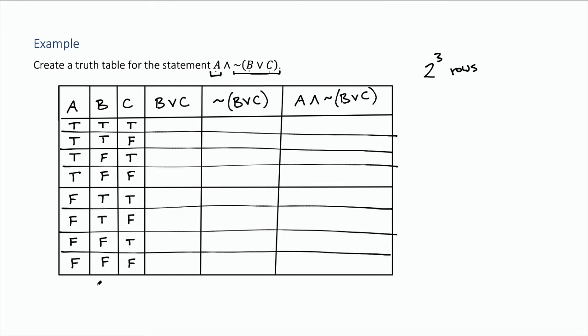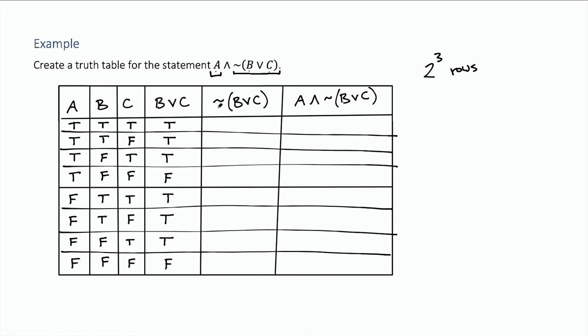Okay, so now we're ready to look at these combined statements. So here we've got B or C. So B or C just means it's true if one of those columns is true. So here I've got a true, so that's true. Here I've got a true, so that's true. Here I've got a true, so that's true. Here I do not have a true, so that's false. Here I have a true. Here I have a true. Here I have a true. But in this last one, I do not. And note that we were just looking at B or C. So we were only looking at the B column and the C column to find a true.